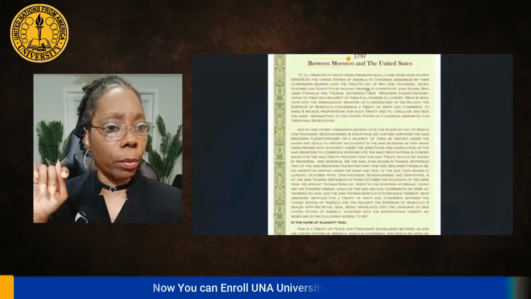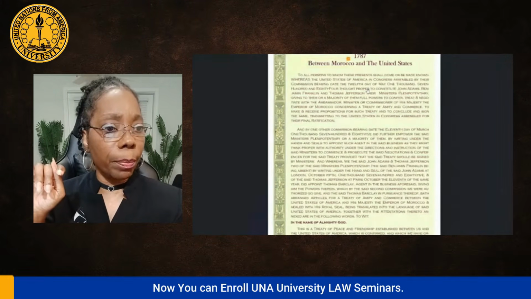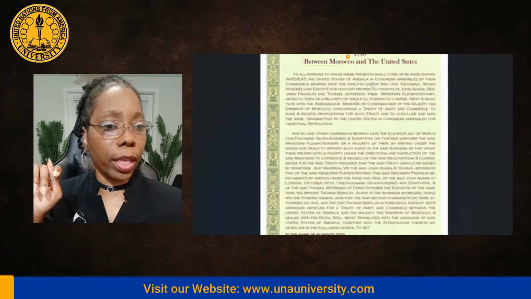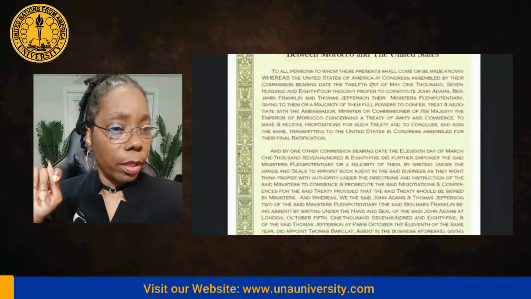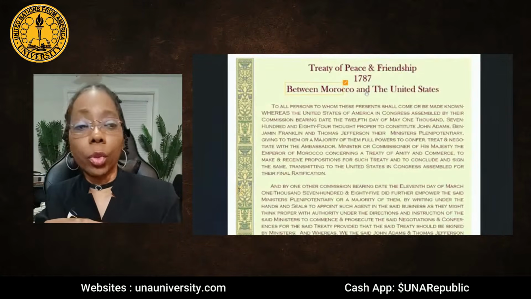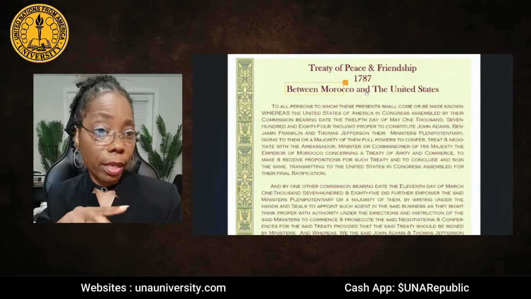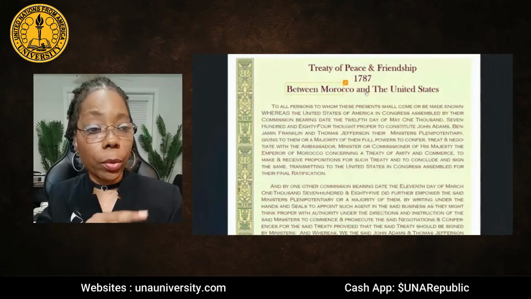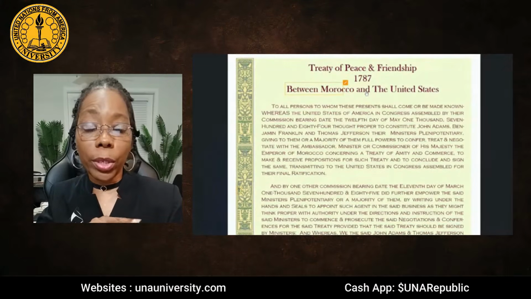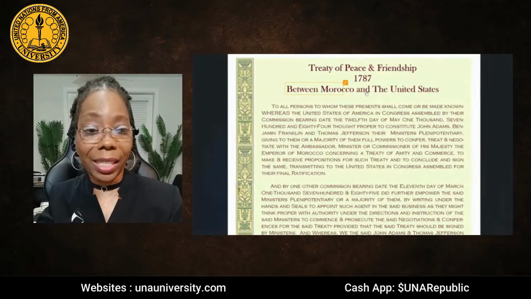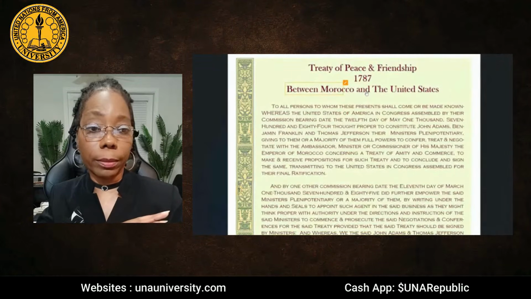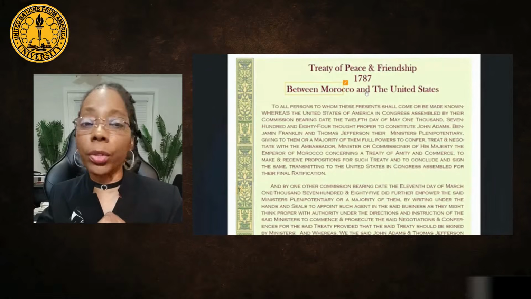To all persons to whom these presents shall come or be made known, whereas the United States of America in Congress assembled. Once again, this is before Washington, 1787. He was in the mix though. George Washington was definitely in the mix. And he is one of the people who played a role in bringing this Peace and Friendship Treaty, because remember, Morocco was working heavily with Britain. They were in bed together. And I say that, and I mean it, because they do political favors for each other. If one needs a favor, Morocco gonna step up for Britain.